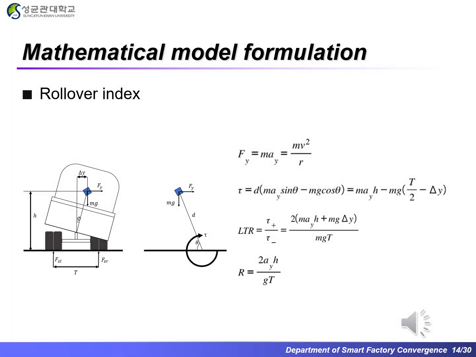The lateral force applied to the vehicle is determined by the mass M, the turning speed V, and the turning radius R. Torque is the difference between gravity and lateral force multiplied by distance d. And LTR can be obtained through the ratio of the torque with a plus sign to the torque with a minus sign. When the vertical reaction force of one wheel becomes 0 and the LTR becomes 1, wheel lift occurs. At this time, assuming that the tilt angle phi is small, delta y can be approximated as 0 and LTR can be rewritten as index R.